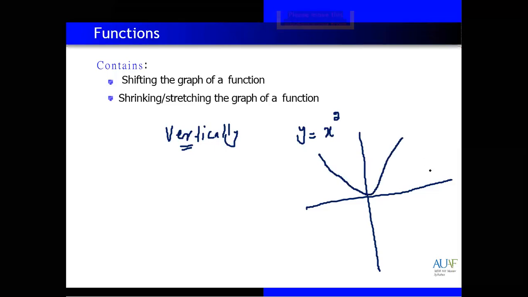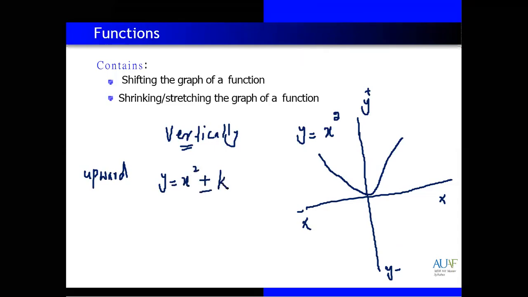This graph has x negative, y axis, and y positive, y negative. If I want to shift the graph upward, how can I? Just add plus or minus. Plus for upward, minus for downward. We have y is equal to x square. So if you add a plus number k, like plus k, plus shifts upward and a minus value will shift the graph downward.